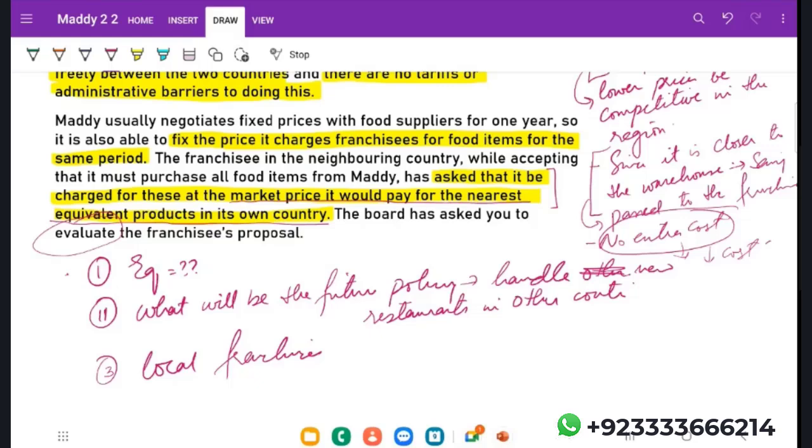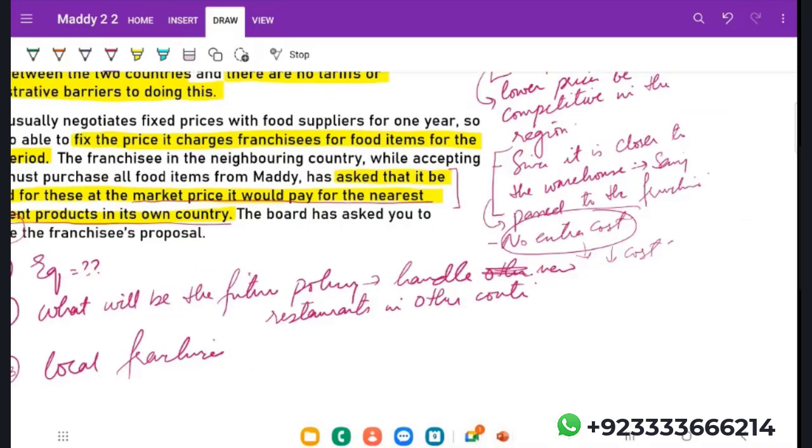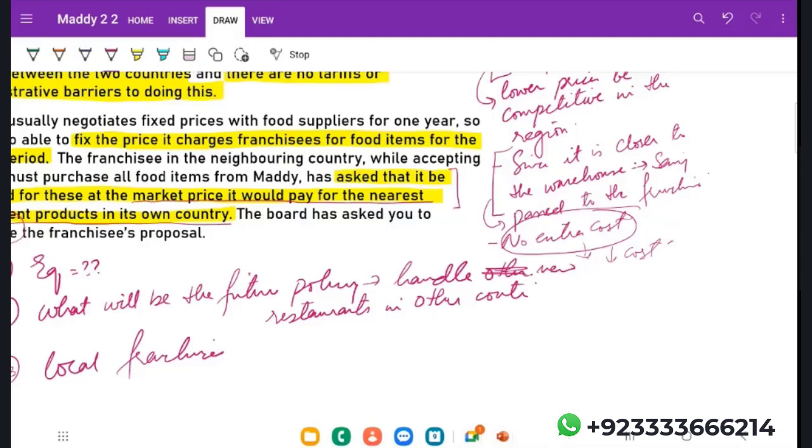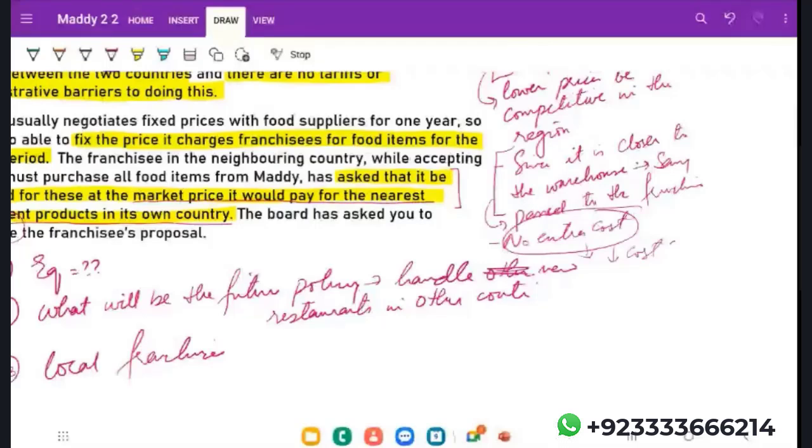So what can we conclude here? The conclusion will be that if the company wants to build a brand and needs to penetrate in the market, then it makes sense to charge lower prices. But it is extremely important for the company to have a clear policy of what transfer pricing will be for the local franchisees and what transfer prices will be for the external franchisees. So that should be the concluding point.